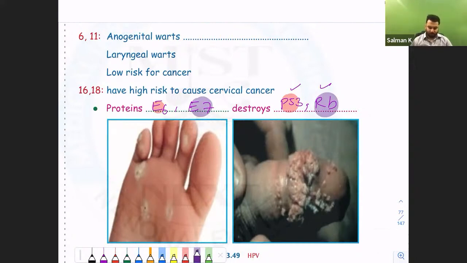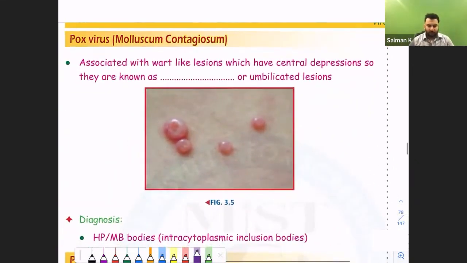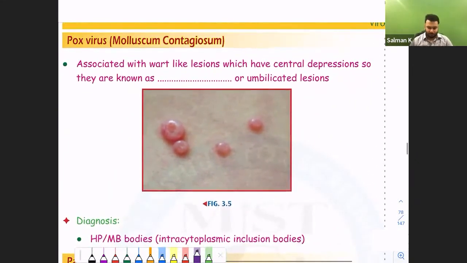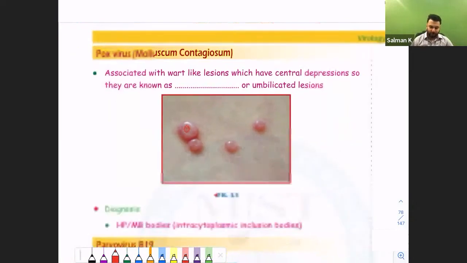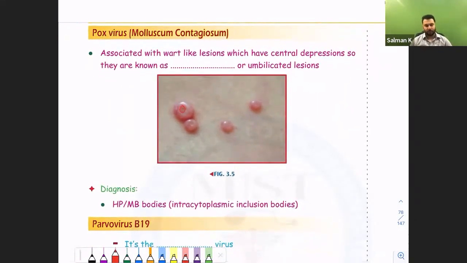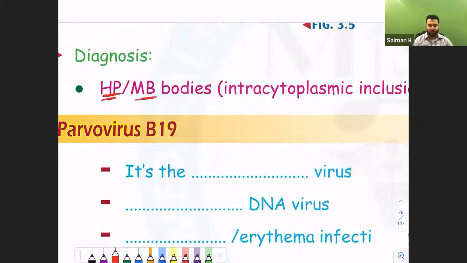Okay. Now next, moving on. Pox virus, molluscum contagiosum. Make sure everybody knows this. This is the one that has the central depression. The characteristic identification of this is the central depression over here. So that is the molluscum contagiosum warts. The bodies that you get to see in this are Henderson-Patterson bodies or molluscum bodies. So HP bodies or molluscum bodies are seen in which one? Molluscum contagiosum.